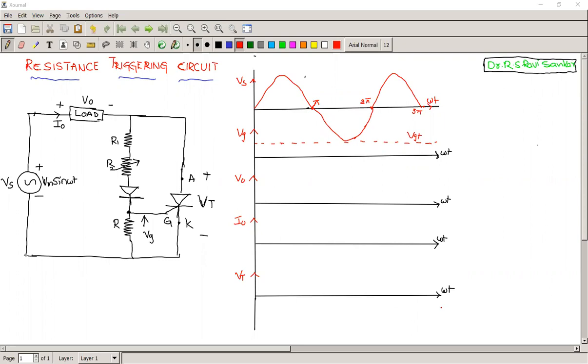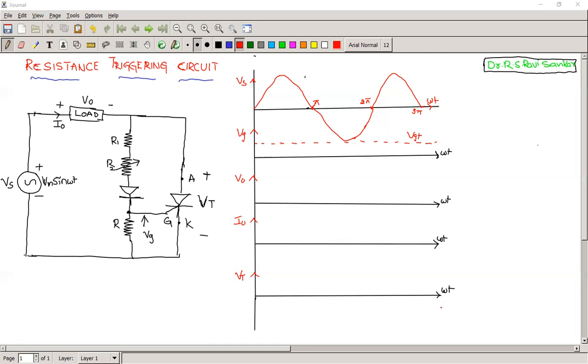We have studied the different triggering methods. One is the forward voltage method, the second one is the dI/dt method, dV/dt method, light triggering method, and temperature triggering method, lastly the gate triggering method. In all these methods, except the gate pulse triggering method, we can't turn on the SCR at an exact point. In the gate triggering method only, where we want to turn on the SCR, there we can turn it on.